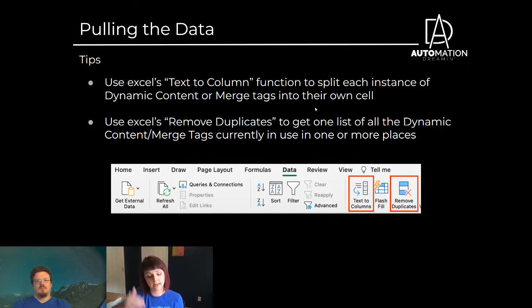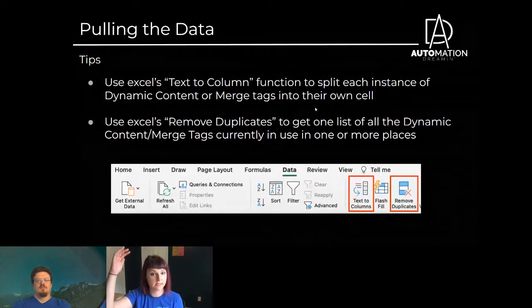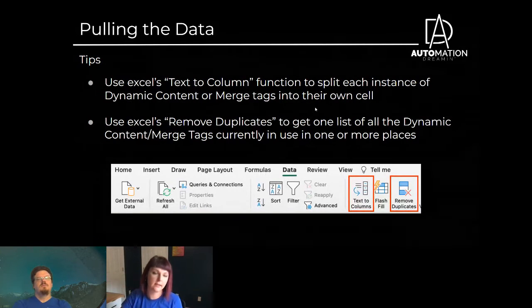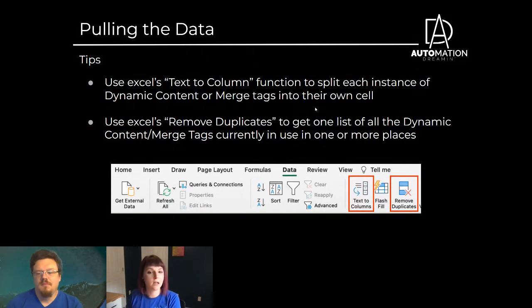So I can go through that list and see, is this field or is this dynamic content used anywhere? If it is, then I can go and find the assets. If it's not, I can just delete the field or delete the dynamic content and move forward.